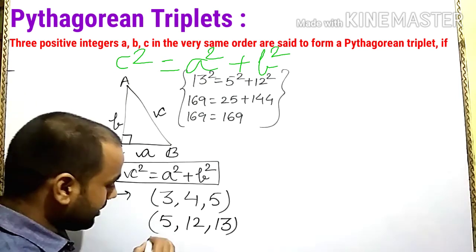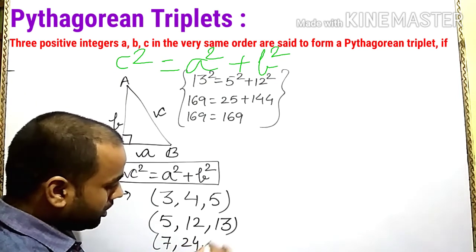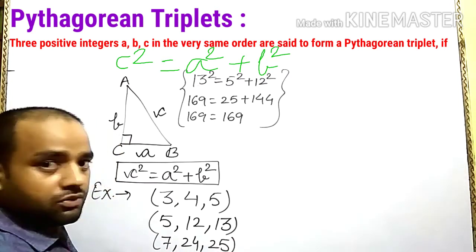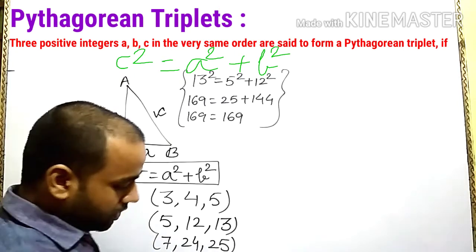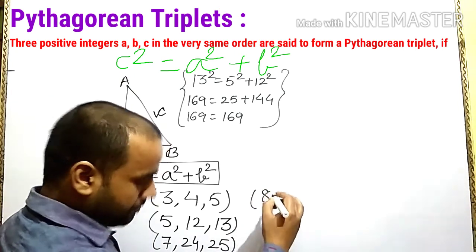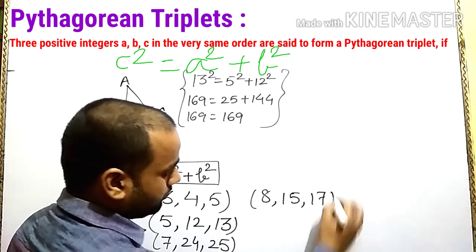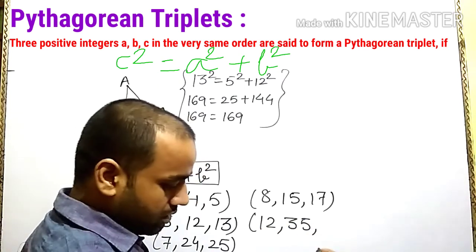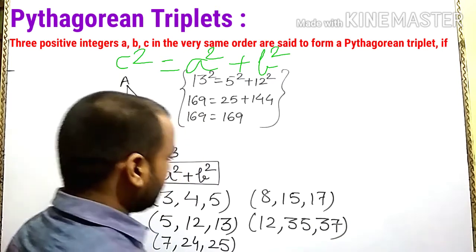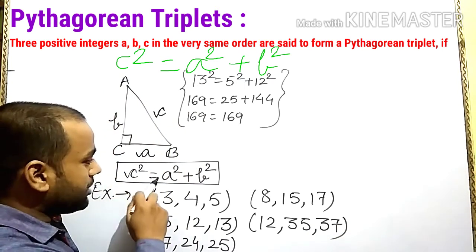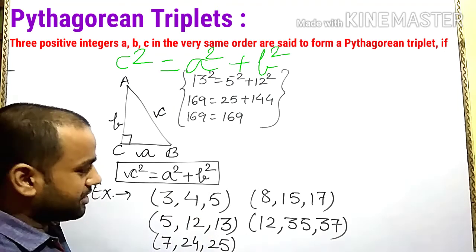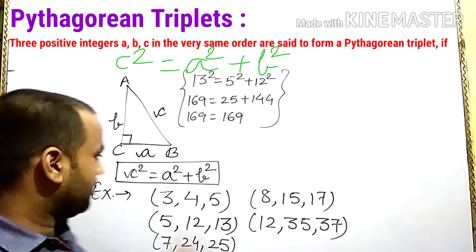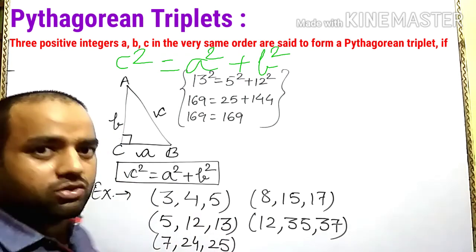Next Pythagorean triplet 7, 24, 25. This condition follows: 25 square is equal to 7 square plus 24 square. Next Pythagorean triplet here 8, 15, 17. Next Pythagorean triplet 12, 35, 37. You find this concept c square is equal to a square plus b square gives many triplets. Write triplets 1, 2, 3, 4, 5. You can find more than 5 triplets using c square is equal to a square plus b square.